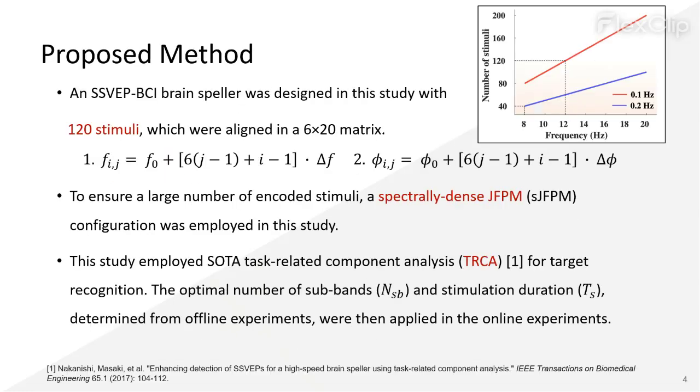For the proposed method, first, researchers design an SSVEP BCI speller with 120 stimuli, arranged in a 6x20 matrix, encoded using spectrally dense JFPM. In the formula, i is the row index and j is the column index of the stimuli. Second, target recognition employs the state-of-the-art TRCA, and optimal parameters from offline experiments were applied in online experiments. As shown in the figure, due to harmonics, smaller spectral dense intervals and higher frequency enable more stimuli.